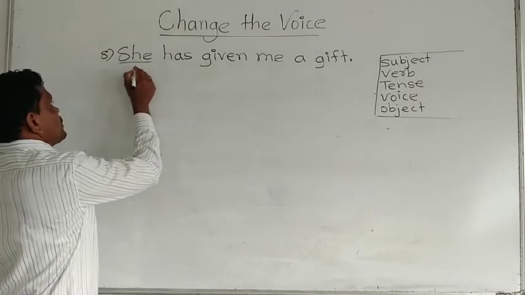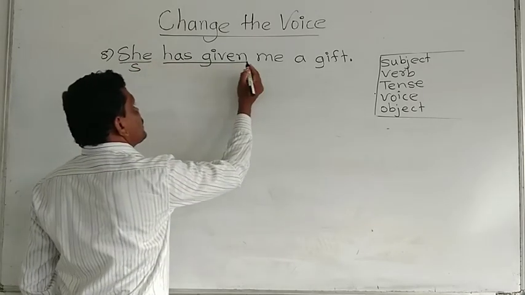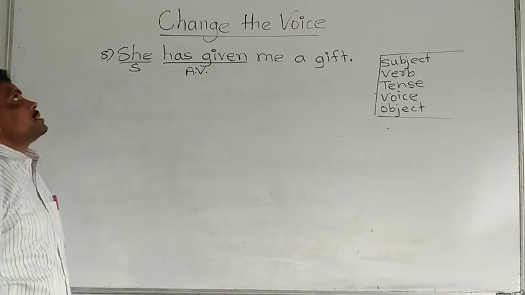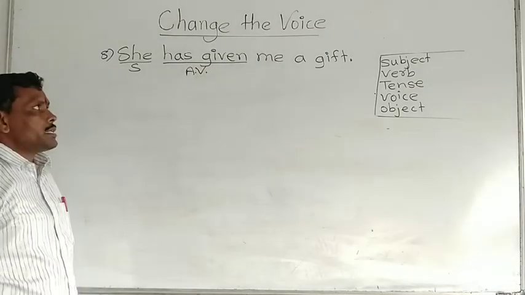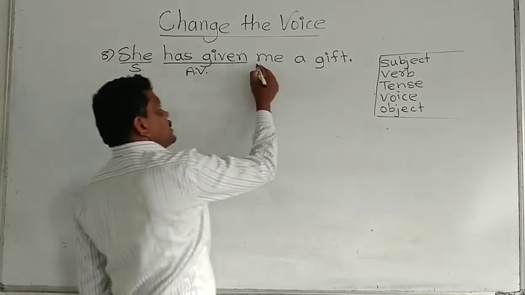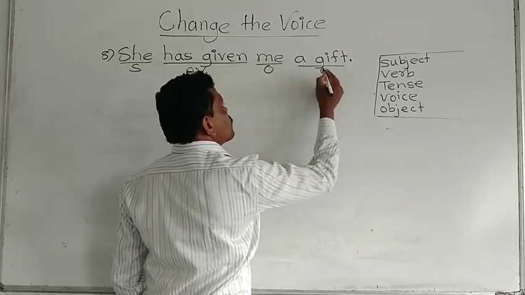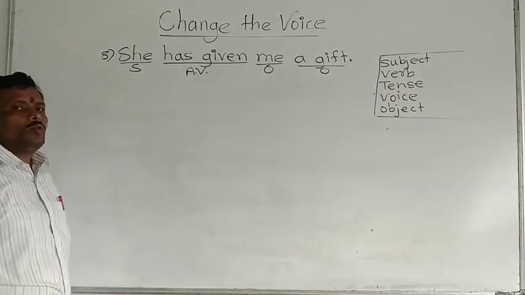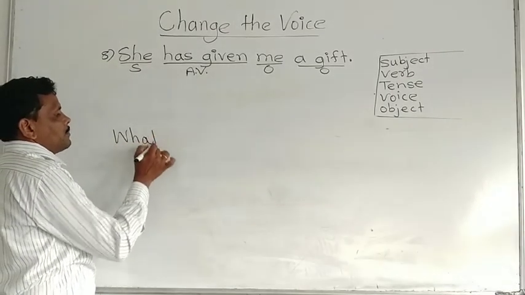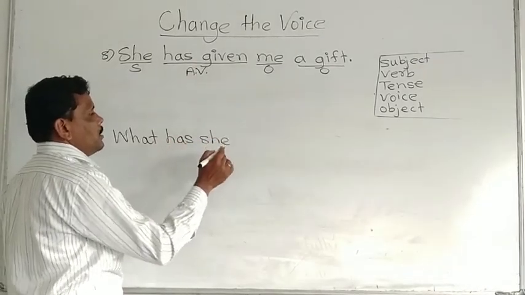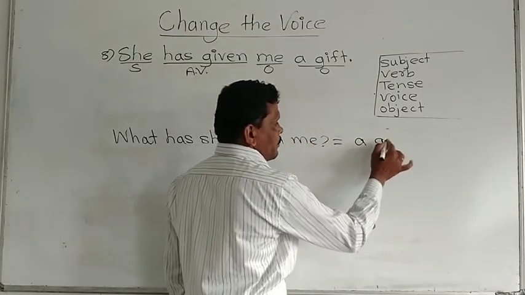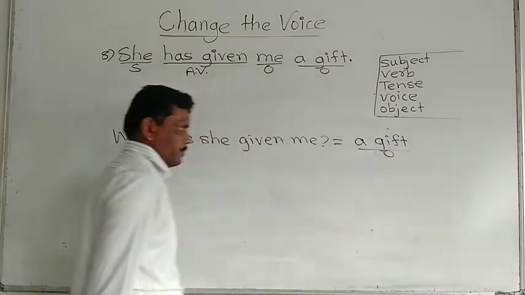See here, she is subject, has plus given, this is verb, this is active voice, and present perfect tense. Has plus V3, this is active voice, present perfect tense. Then me is an object, and a gift is also an object. There are two objects. See, find out when we ask question with what. What has she given me? And its answer is a gift. So this is object. Correct?